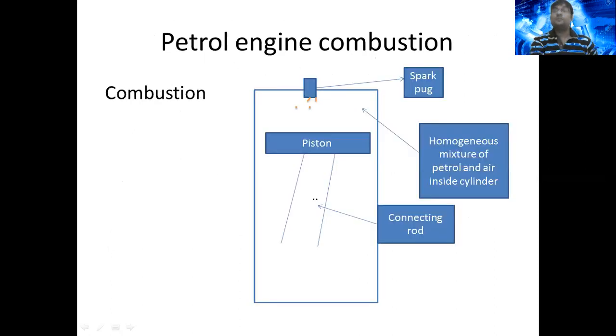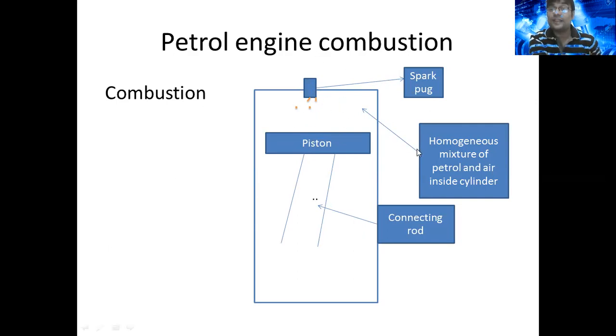If I show you with the help of a diagram, it will be very clear to you. See, this is the spark plug. Through this spark plug, a spark is given, and this spark will burn the homogeneous mixture. The homogeneous mixture is already present inside the cylinder, and during the compression stroke, the pressure and temperature of the homogeneous mixture is increased. The spark plug gives a spark, which burns the homogeneous mixture.